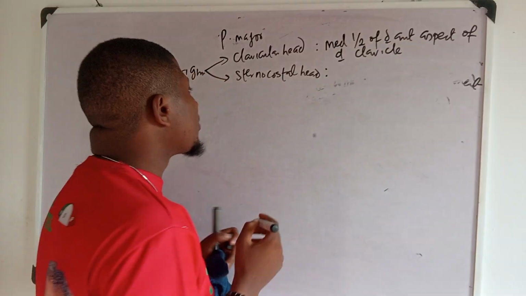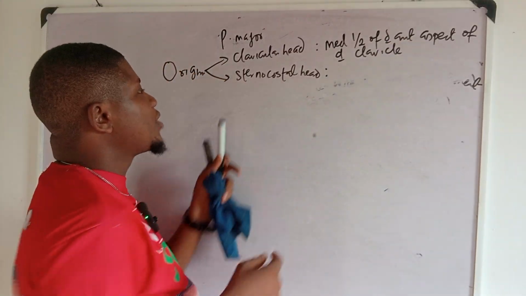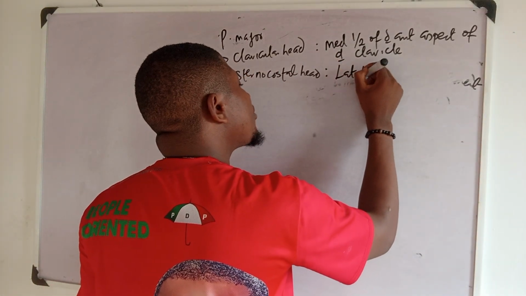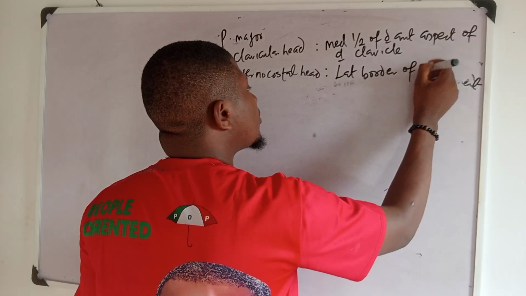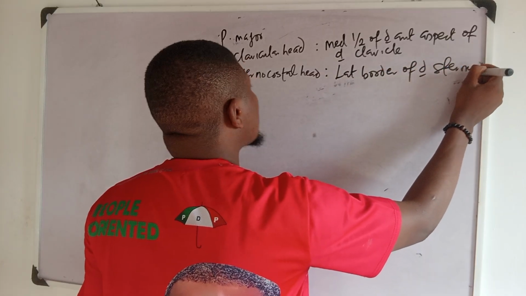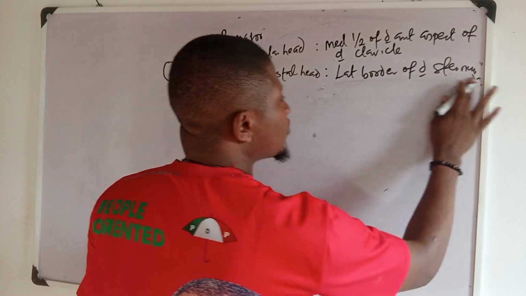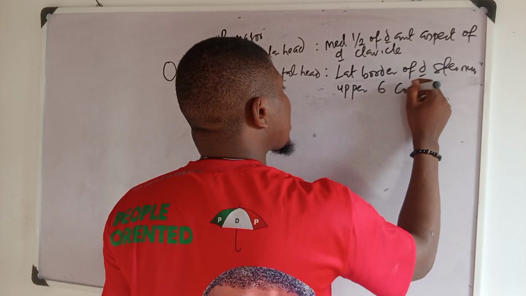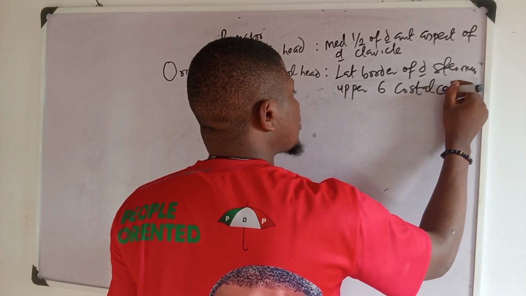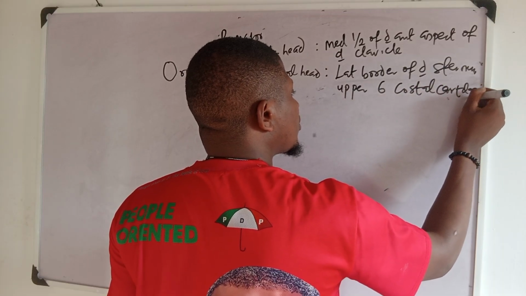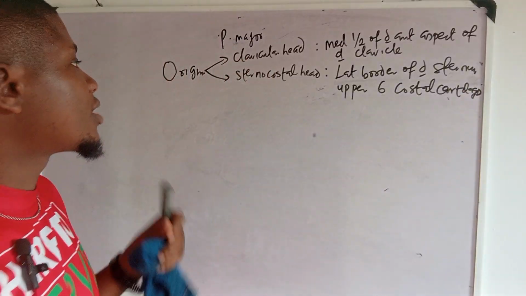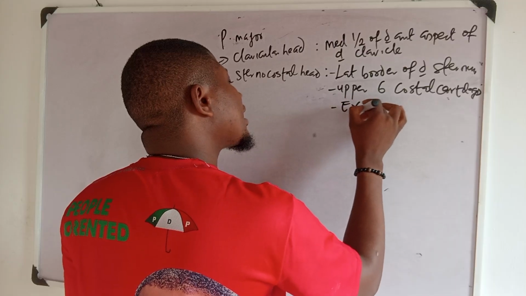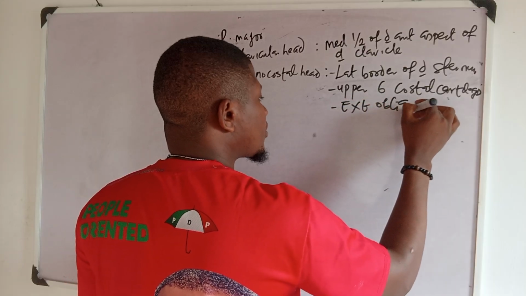Then this one originates from, look at the word sternocostal, meaning from the sternum and costal cartilages. From the sternum, it is the lateral border of the sternum. Then costal is the upper six costal cartilages. Also, this guy has three origins, so it originates from the external oblique aponeurosis.